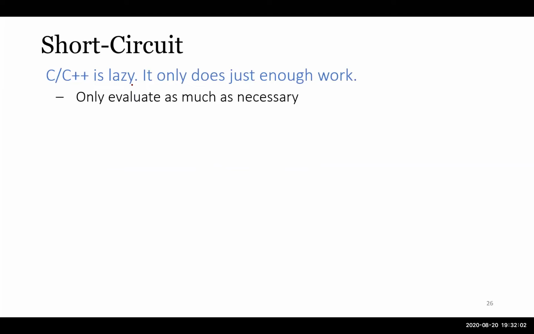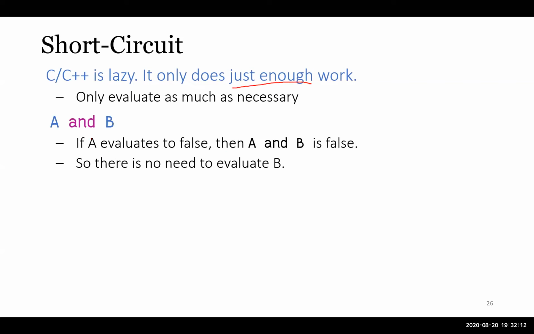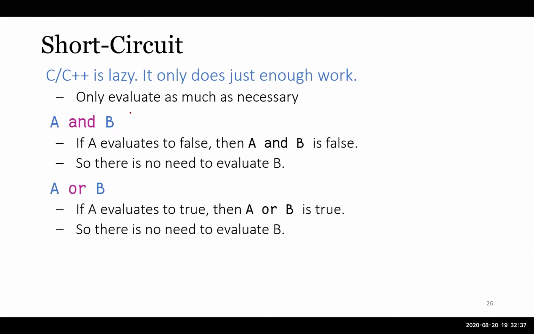Now I talk about short circuiting. What is short circuiting? C is very lazy. Most programming languages are actually very lazy. It only does just enough work. What does it mean? Suppose you have a statement A and B. If A is already false, then obviously A and B is false, because AND requires both to be true. So if A is already false, C does not even look at B. It doesn't even evaluate B. B could be some function call with some mathematical thing, and you will not even evaluate it. You just say false. This is a shortcut. Same goes for A or B.